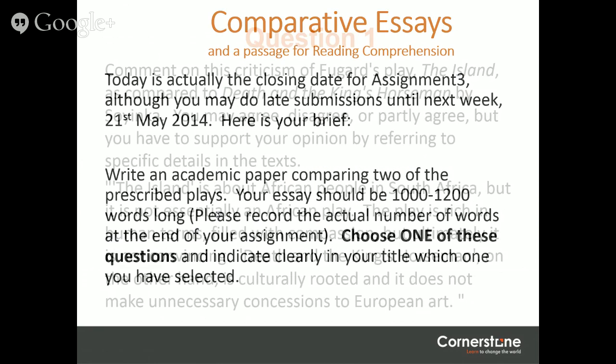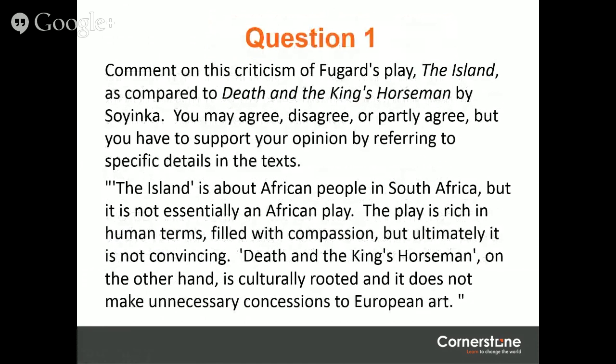Right, question 1 is the longer one. It's the one that compares The Island and Death and the King's Horseman. So it says, comment on this criticism of Fugard's play The Island as compared to Death and the King's Horseman by Soyinka. You may agree, disagree, or partly agree, but you have to support your opinion by referring to specific details in the texts. Now, they said comment on this criticism, and here is the criticism in quotation marks, okay? And then the single quotation marks are for the names of the plays.